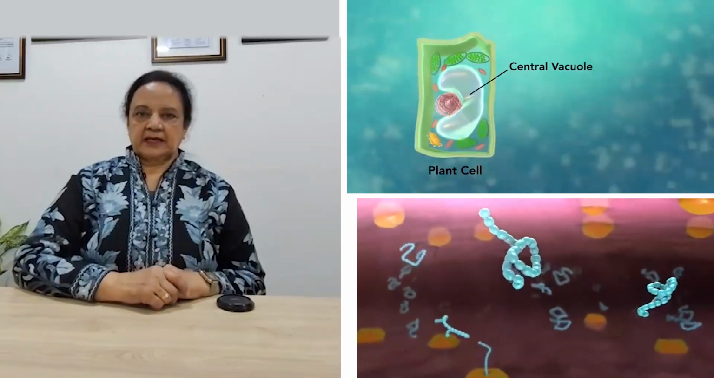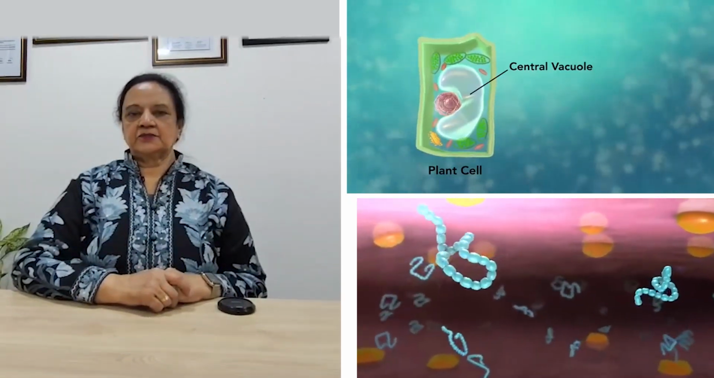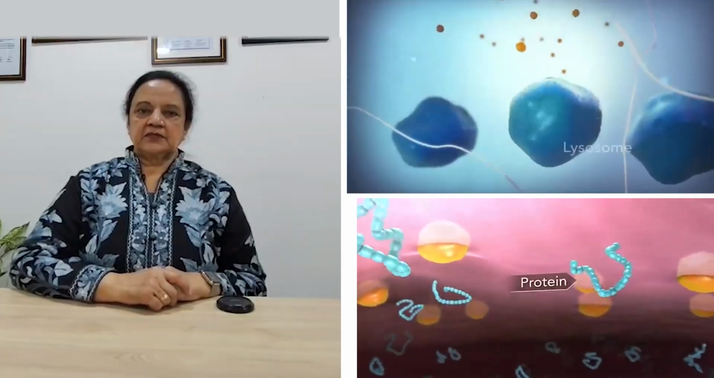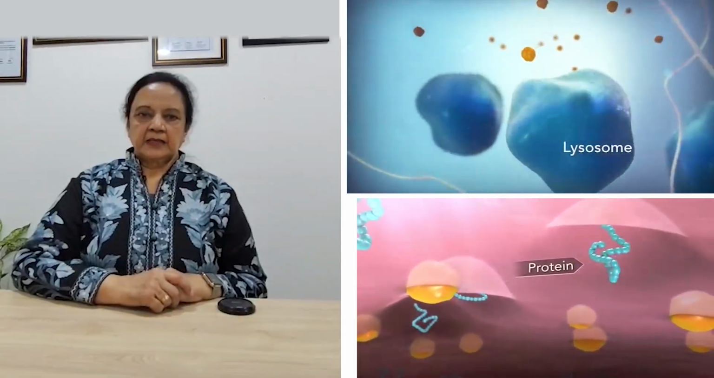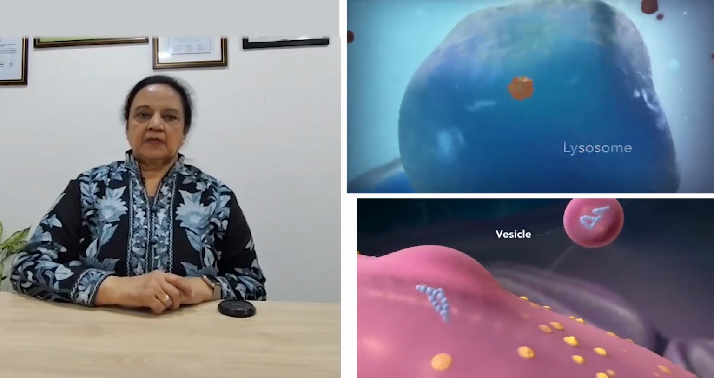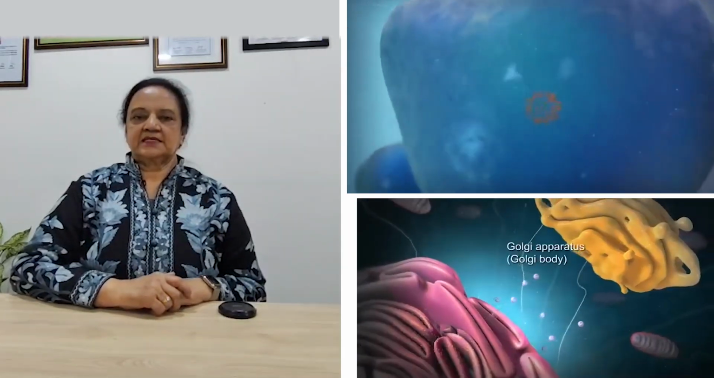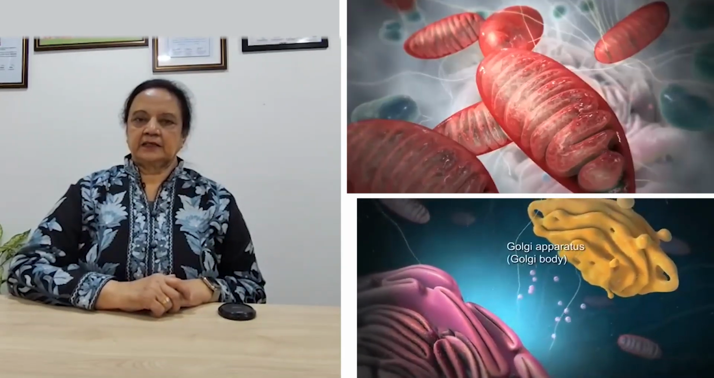There are two main types of cell division, mitosis and meiosis. Mitosis occurs in the body cells. It helps in growth, repair, and replacement of damaged cells. In mitosis, in one cell division, two daughter cells are produced which are identical.